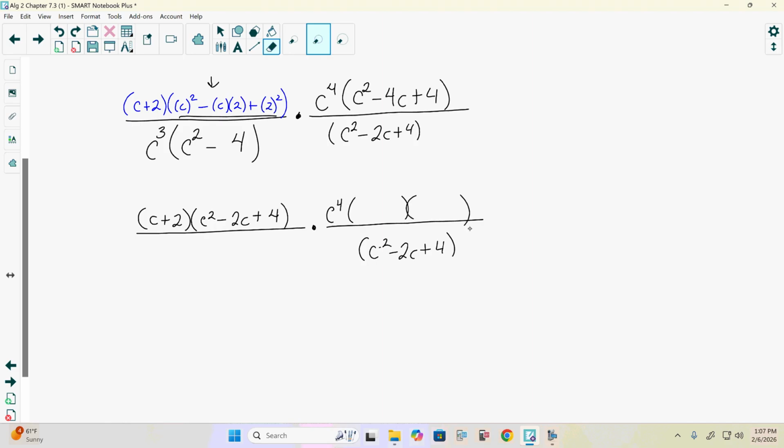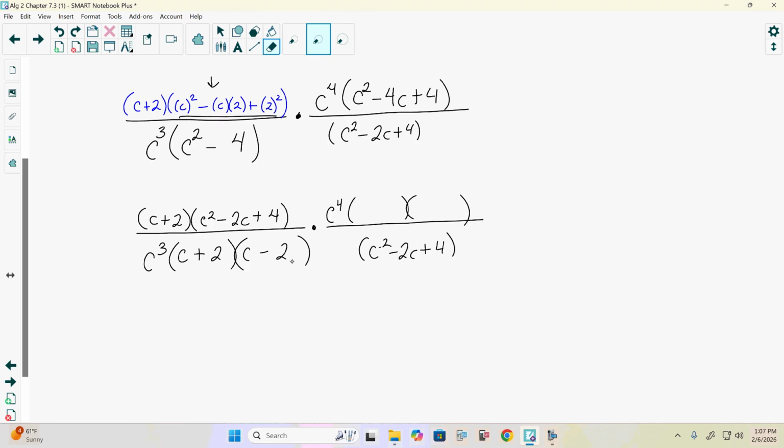Now, the other two expressions here will factor. Do we want to factor c squared minus 4 first or c squared minus 4c plus 4? C squared minus 4. Now it will factor to what? C plus 2 and c minus 2. It's a difference of perfect squares. C times c gives us c squared. 2 times 2 gives us 4, so we get plus and minus.